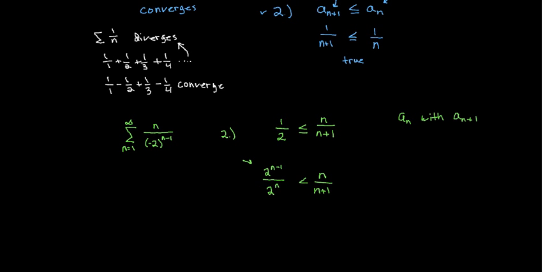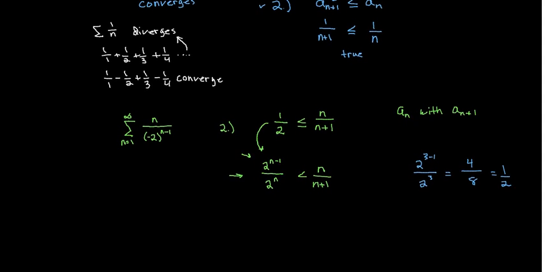Now, why did the 1/2 turn into 2 to the n minus 1 over 2 to the n? Well, this fraction is equal to 1/2. It's always going to equal 1/2, no matter what n is. Try it out. Plug in a number. Let's go n equal to 3. So we're going to have 2 to the 3 minus 1 over 2 to the 3, which is 4 over 8, which is 1/2. So that is just algebra.